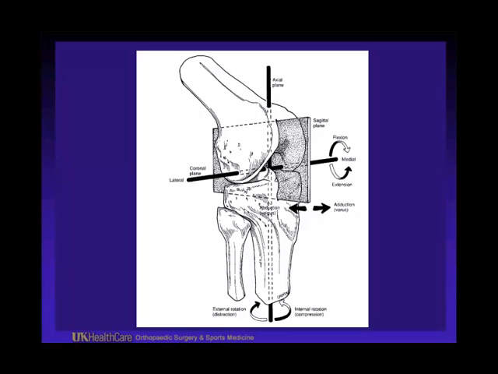And you can think about the different planes. There's the axial plane of external rotation, distraction, and internal rotation compression. There is the coronal plane, medial lateral, flexion and extension. And then there's also the sagittal plane.